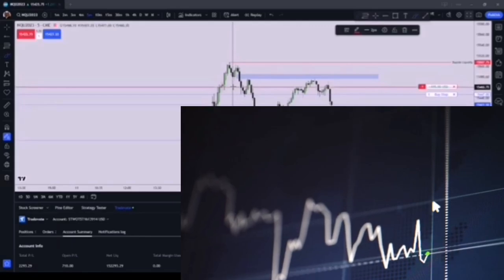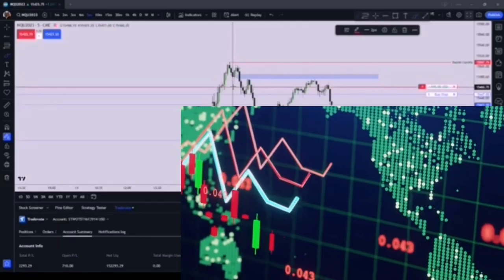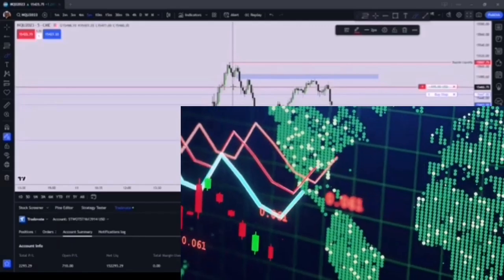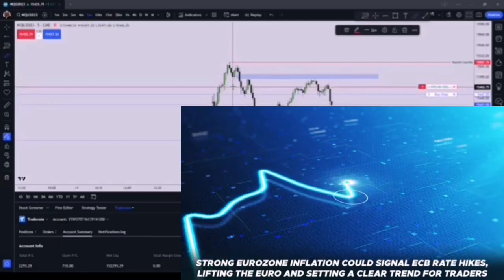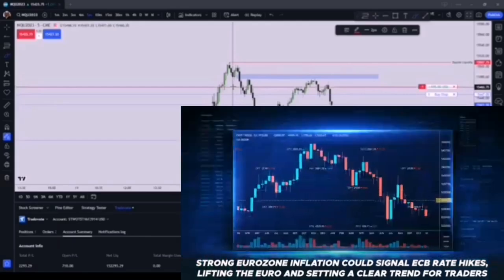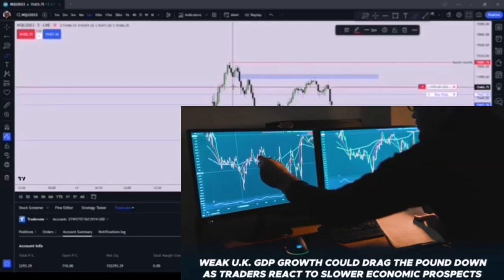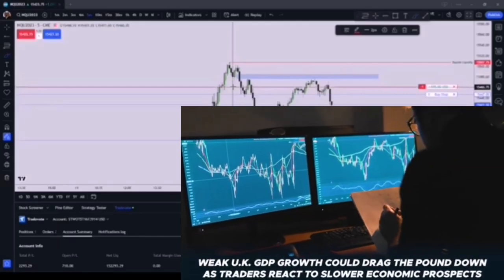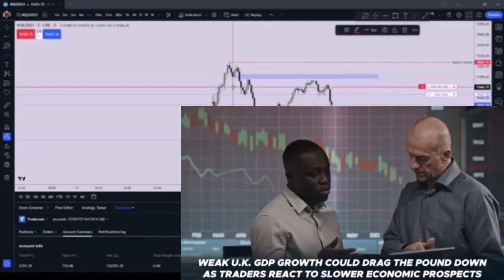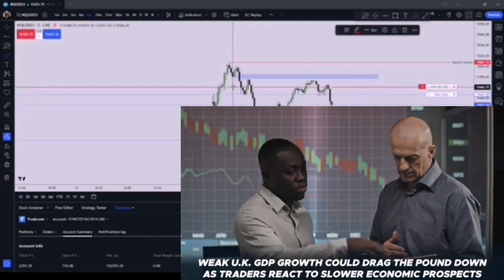Micro factors drive short-term trends, but last longer than breaking news. For instance, if Eurozone inflation comes in stronger than expected, traders might anticipate that the ECB will raise interest rates, boosting the euro. On the flip side, weak GDP growth in the UK might send the British pound lower as traders adjust to slower economic expectations.